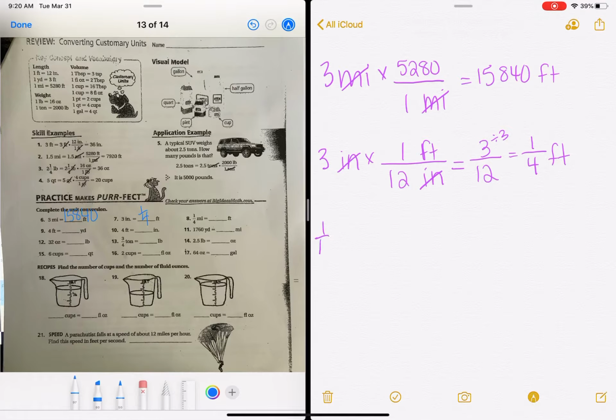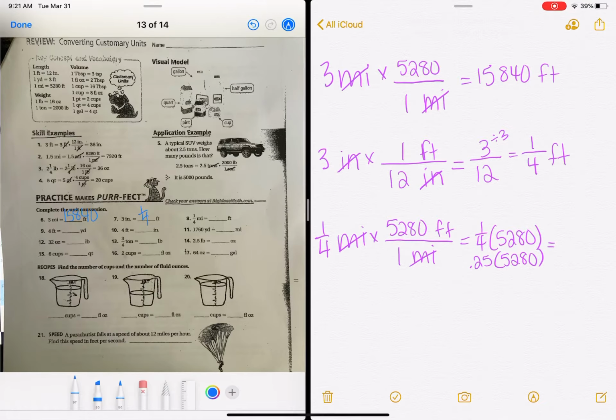Number 8, we have 1/4 of a mile. And in 1 mile, there is 5,280 feet. So again, we're going to multiply. We have 1/4 times 5,280. You can either divide by 4, or you can change this to 0.25. And when you multiply or divide by 4, you get 1,320 feet. So in 1/4 of a mile, there's 1,320 feet.